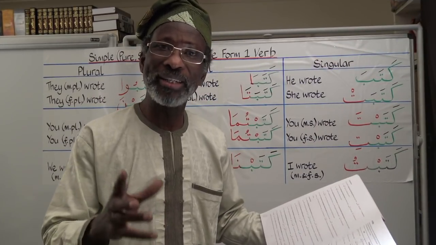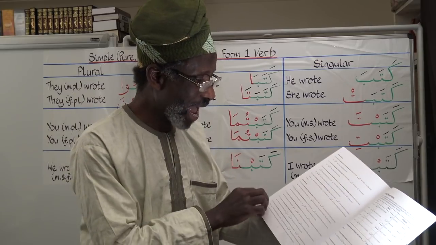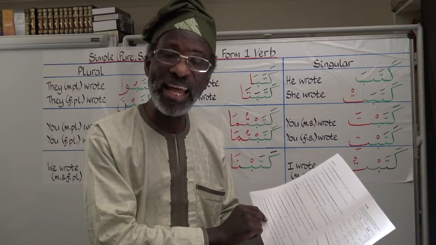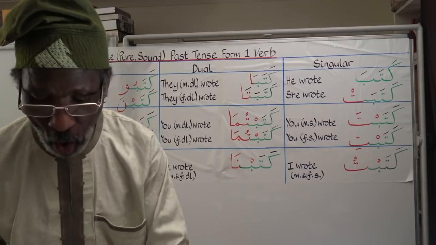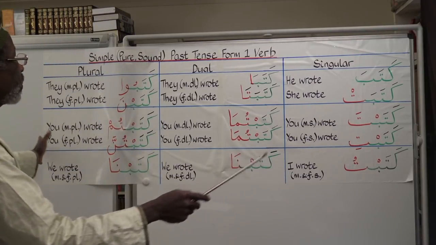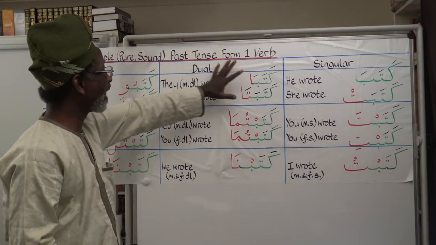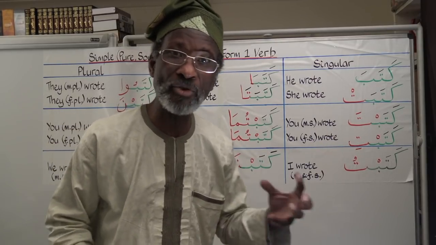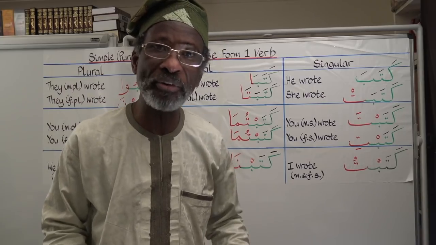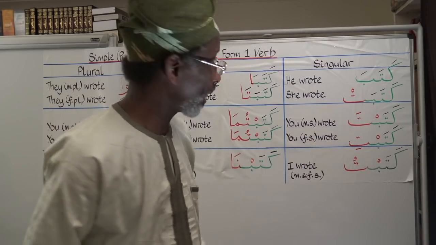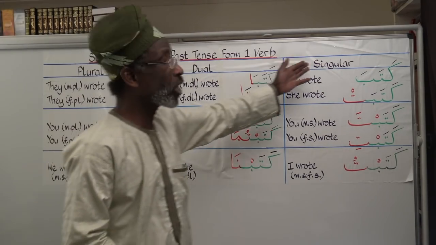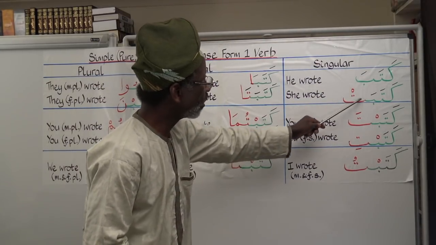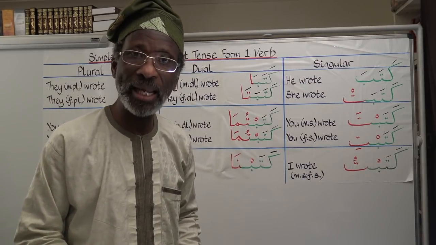Now, the conjugation table is on page 10, and a full explanation breakdown of how it's composed is on page 11. Basically, this is what I have done for you on the board. If you look at the picture now, you have your simple, pure sound, past tense, form one verb. As I said before, this is the bedrock of how to understand verb conjugation in Arabic. So the singular, that's the mufrad, and you have kataba, katabat, he wrote, she wrote. That's your ta to make it she, katabat.